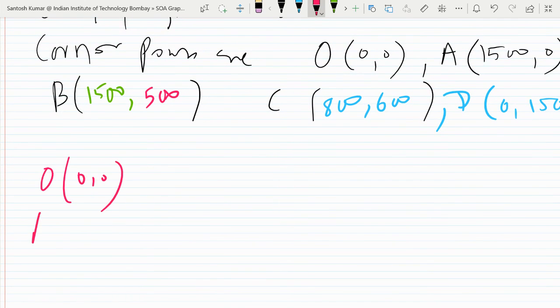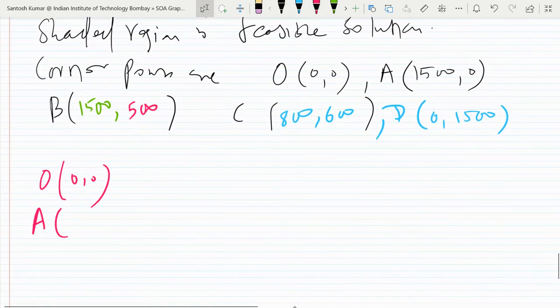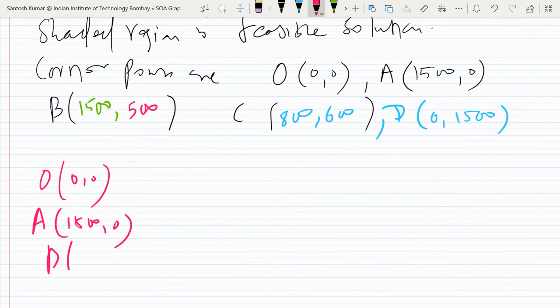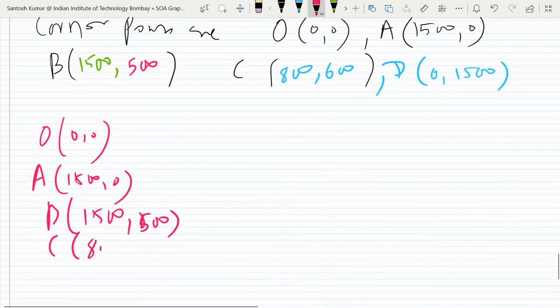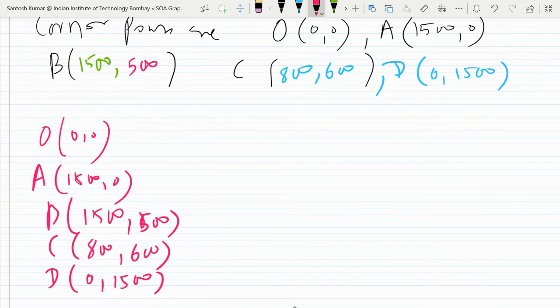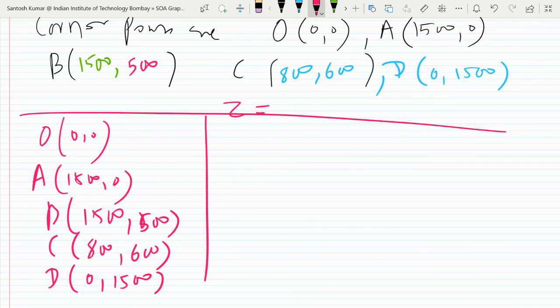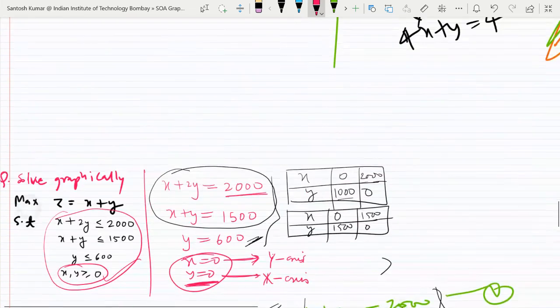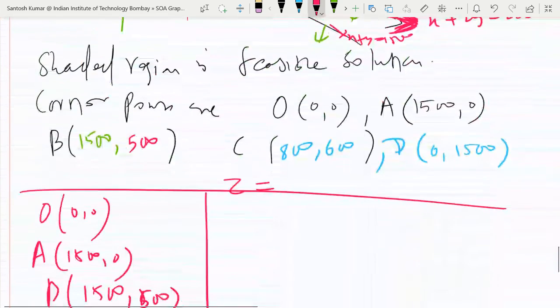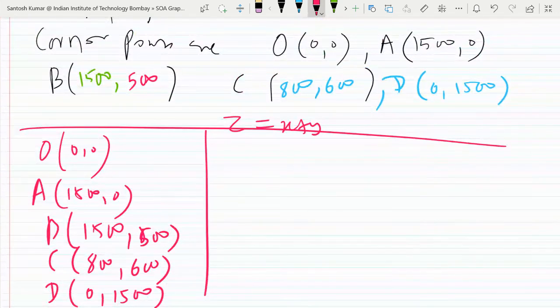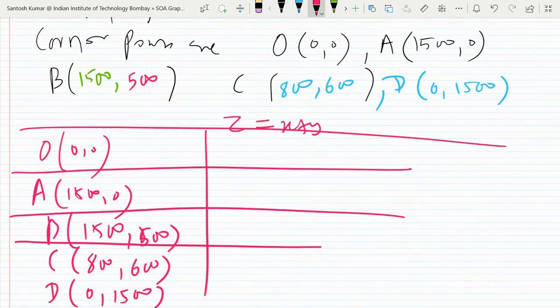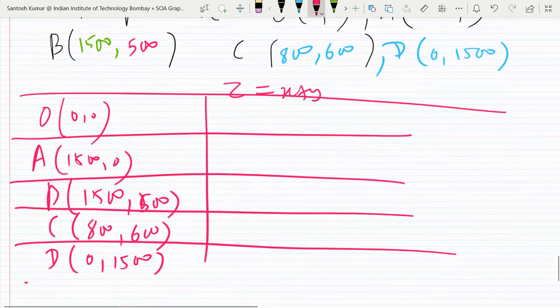So O 0 0, A 1500 0, B 1500 500, C 800 600, D 0 1500. Now here I will write the objective function. So the objective function we had was x plus y. In the question it was x plus y. So at each point you tell me the value of the objective function.